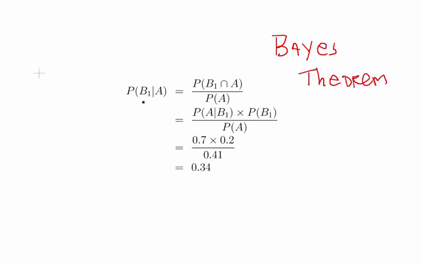So the probability of B1 given A can be written as the probability of B1 and A all over the probability of A. That is equal to the probability of A given B1 times the probability of B1, all over P(A), which we know from before. This is something we worked out in part A. 0.7 times 0.2 is 0.14. 0.14 divided by 0.41 gives us an answer of 0.34, 34%. Okay, we'll leave it there.